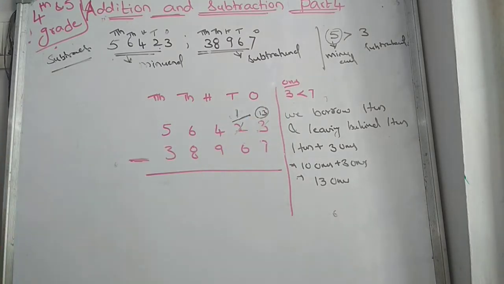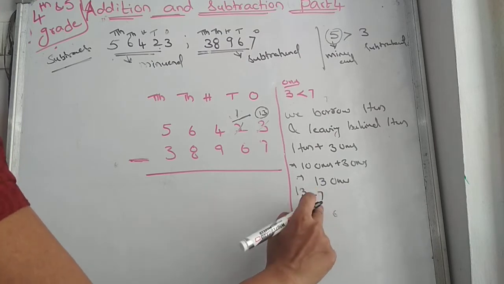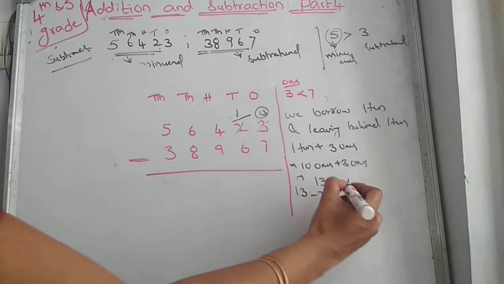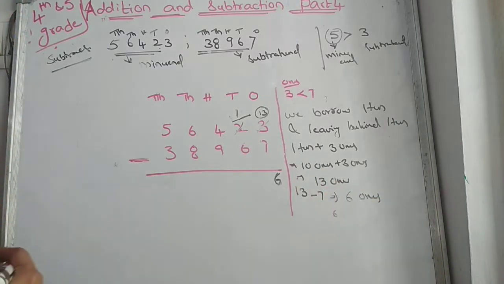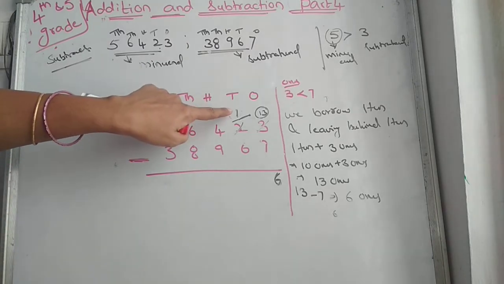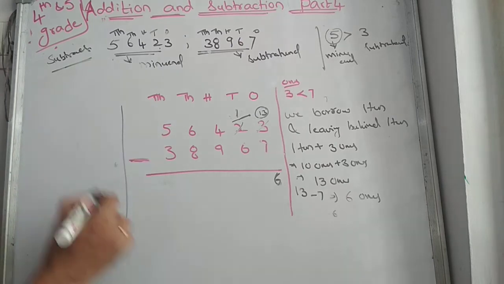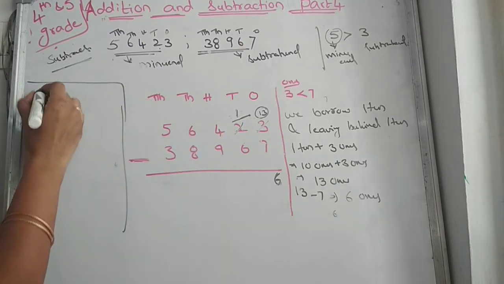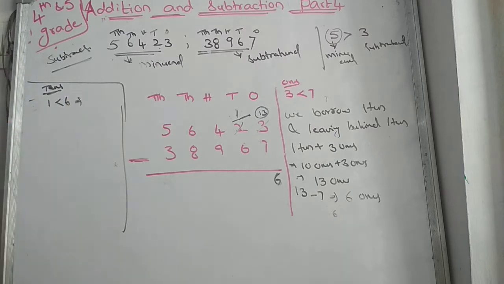13 minus 7, how much will we get? Now you can subtract, because 13 is a big number and 7 is a small number, you can subtract directly. 13 minus 7 is 6 ones, in the ones place. Okay, see here in the tens place, we have 1 here and 6 here. 1 is less than 6, so subtraction is not possible.